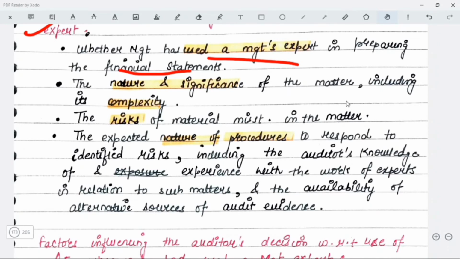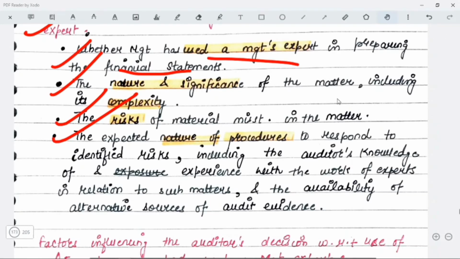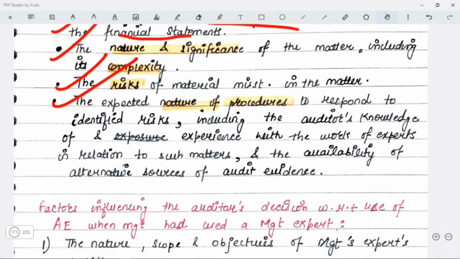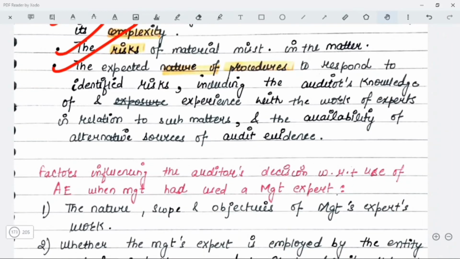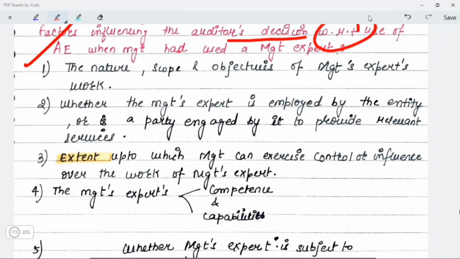Next, the nature and significance of the matter, including its complexity, the risks of material misstatements in the matter, the expected nature of procedures to respond to identified risks, including the auditor's knowledge of and experience with the work of experts in relation to such matters, and the availability of alternative sources of audit evidence. Now, what are the factors that are going to influence your decision with respect to use of auditor's expert when the management had used a management's expert?